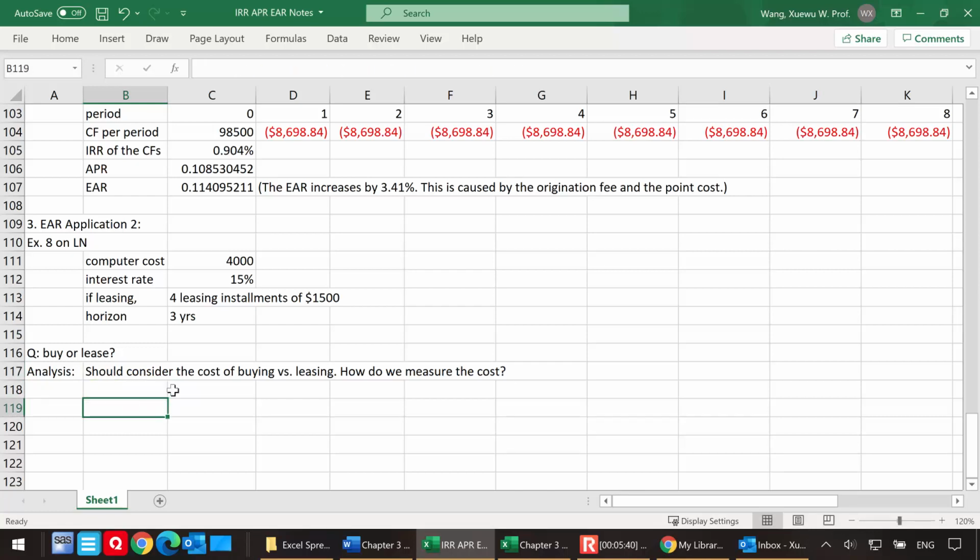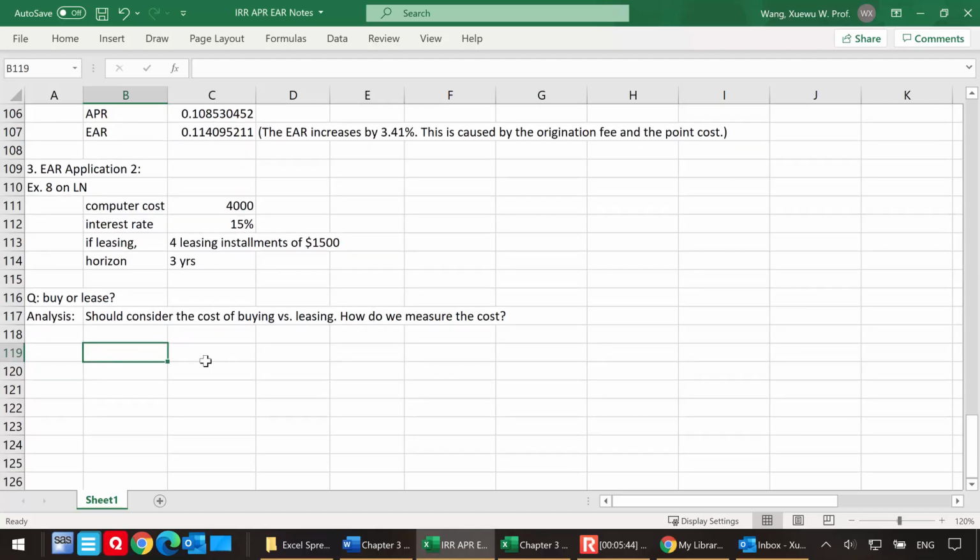Okay, and if I want to actually analyze this, I might want to put these options side by side. All right, so the first option is buying, the second option is leasing. If I want to actually understand the cost of buying or the cost of leasing, I might want to focus on the cash flows for these two options. Okay, so I'm going to have the timeline here.